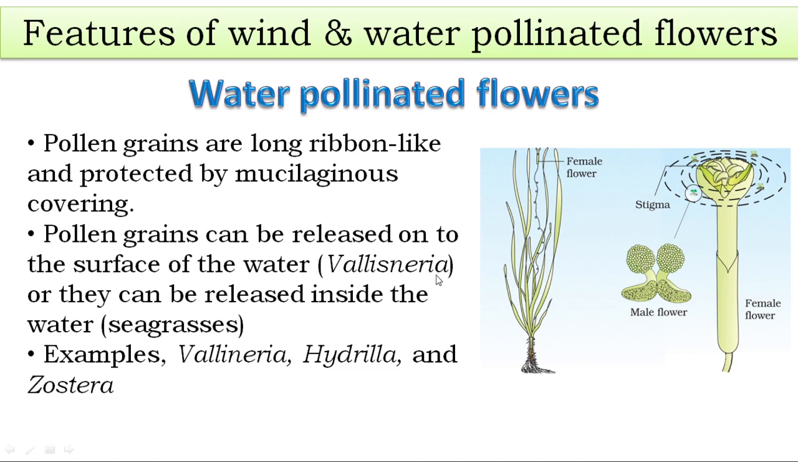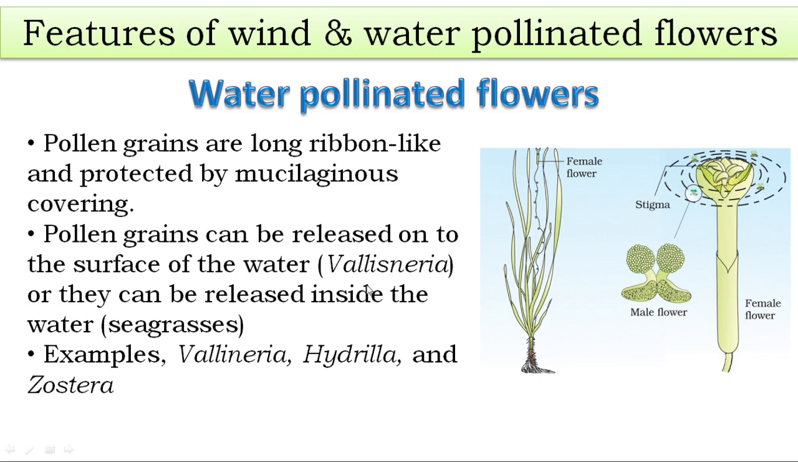for example in Vallisneria, right? The pollen grains are released onto the surface of the water, and the female flower is located on the surface, so the chances of fertilization or the chances of pollination increases, right?